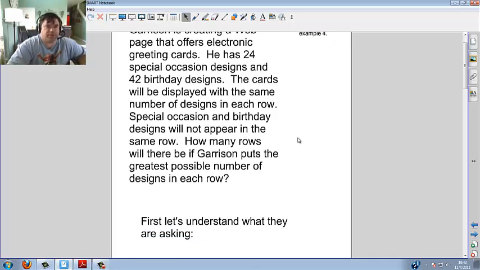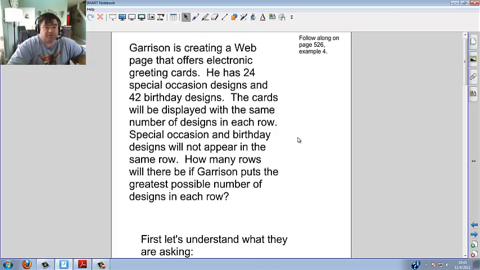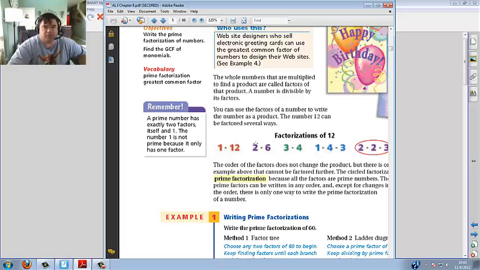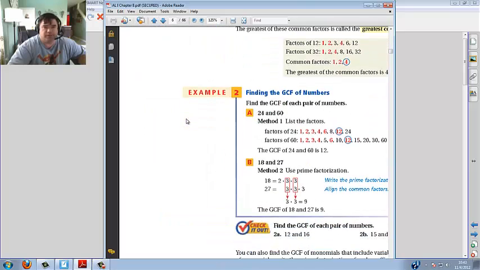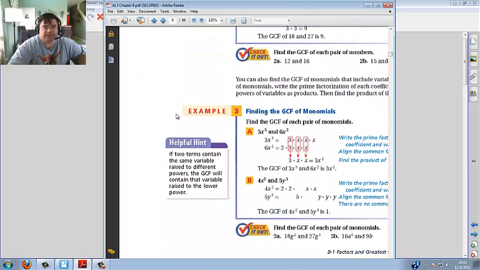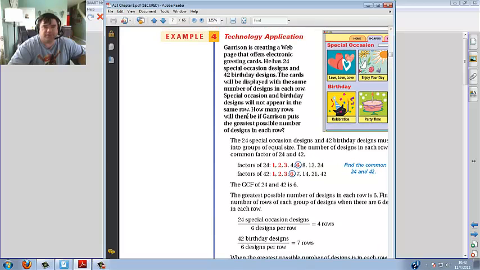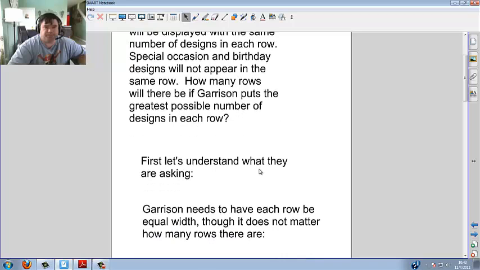Let's first understand what they're asking, because year in and year out, people have questions with this. And by the way, you can follow along on page 526, example 4, which would be right here. So if you want to follow along, you can. Now, what I would suggest is this.